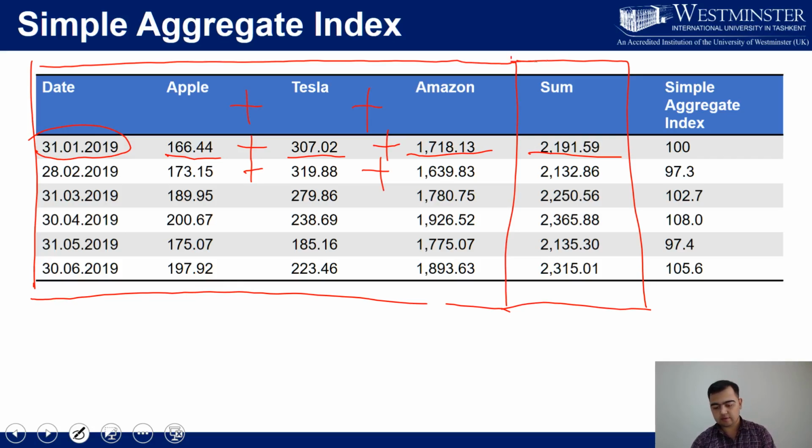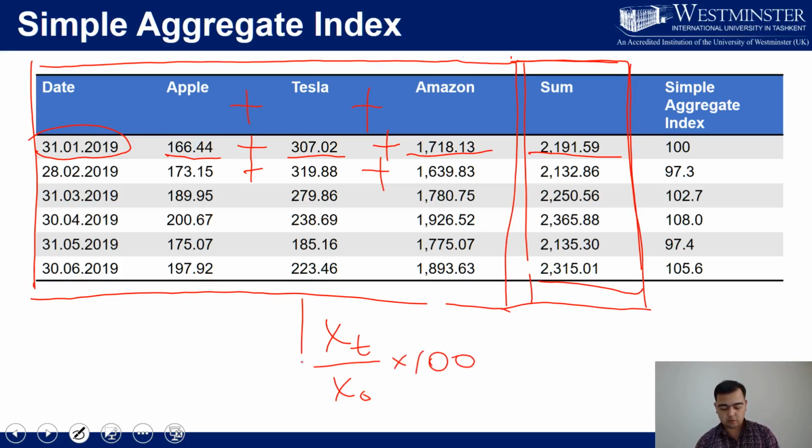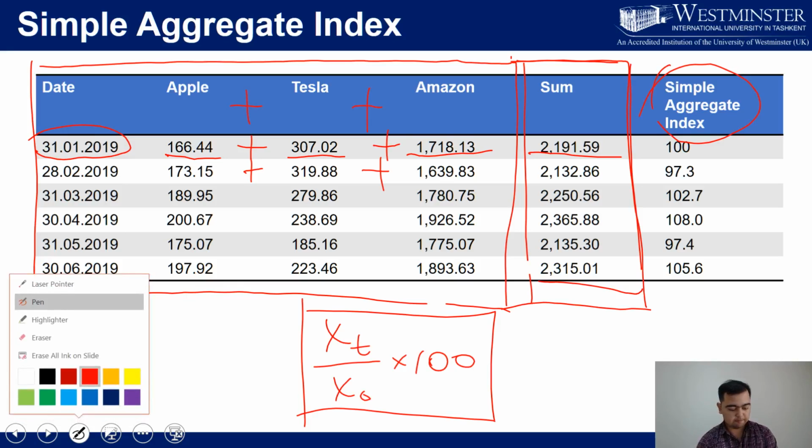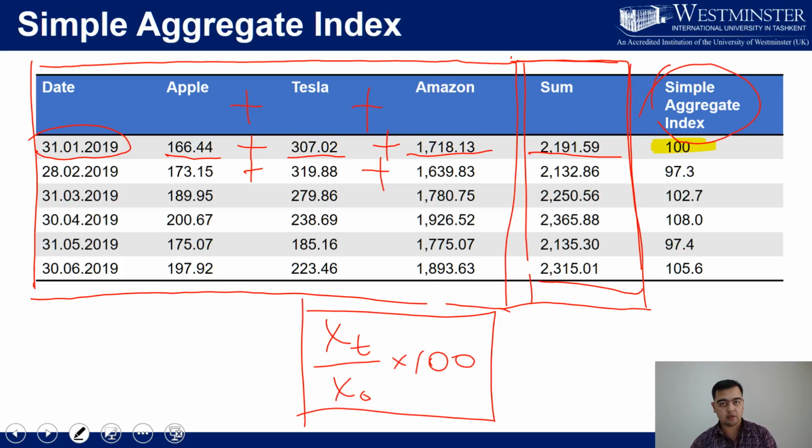Once you have these exact numbers, you're going to again apply the principle of the fixed base index. If you remember, the fixed base index was what? It was xt divided by x0 multiplied by 100. We're going to apply the same principle for the so-called simple aggregate index. So we're going to assign January as our base here, and in order to find the 97, we take the $2,132.86 and divide that by the base here. Or, for example, in order to find the 102.7 index number, we take this number and again divide that by the base here.